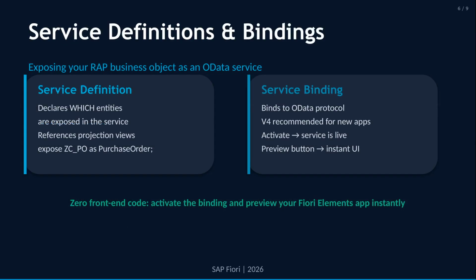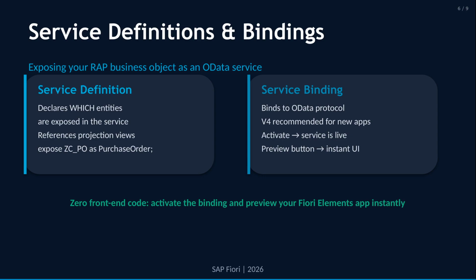Once you have CDS views and behavior definitions, you need to expose them as a service. A service definition lists which CDS entities are exposed. A service binding binds that definition to a protocol, either OData version 2 or OData version 4. In the service binding editor in Eclipse ADT, you activate the service and can immediately preview it in a browser.